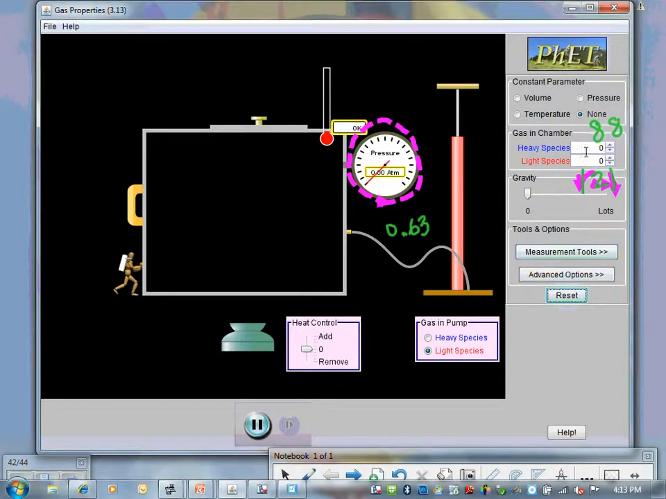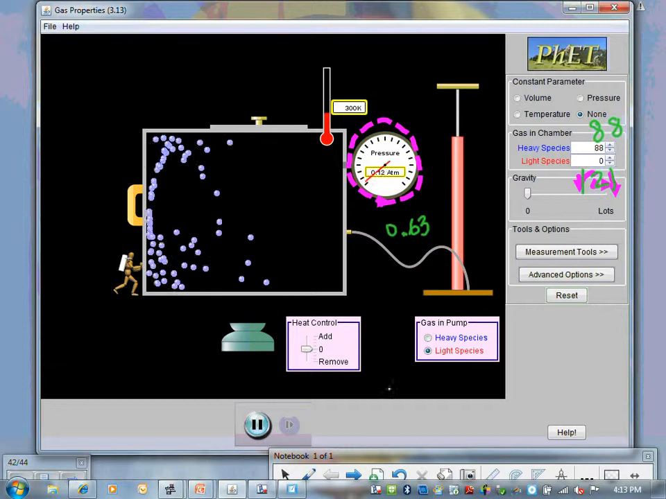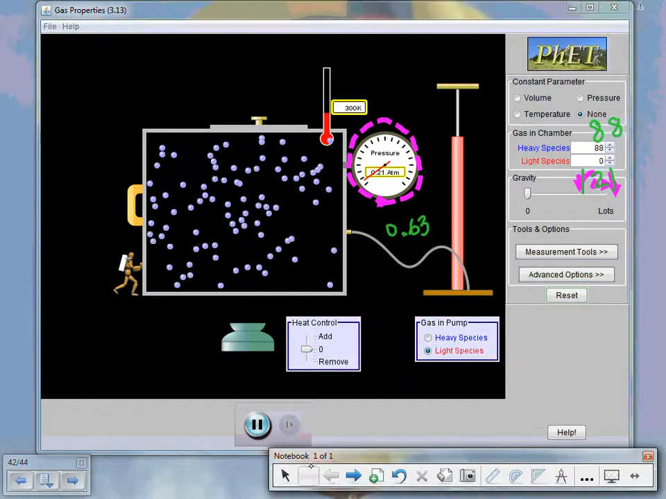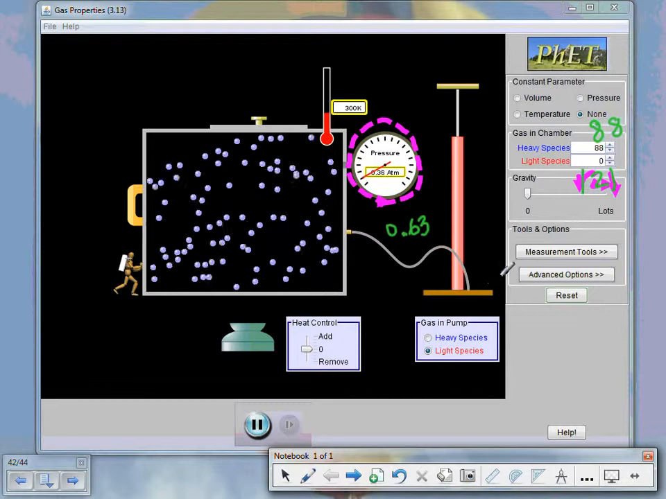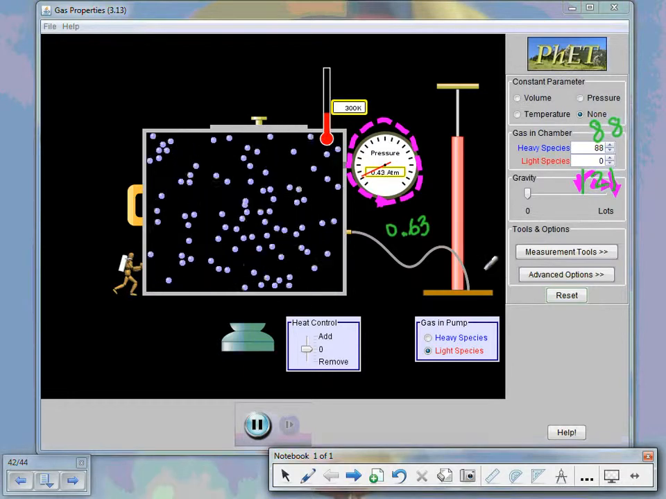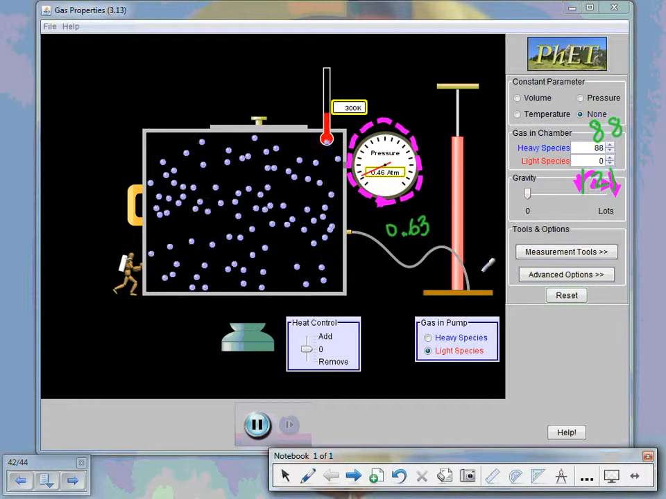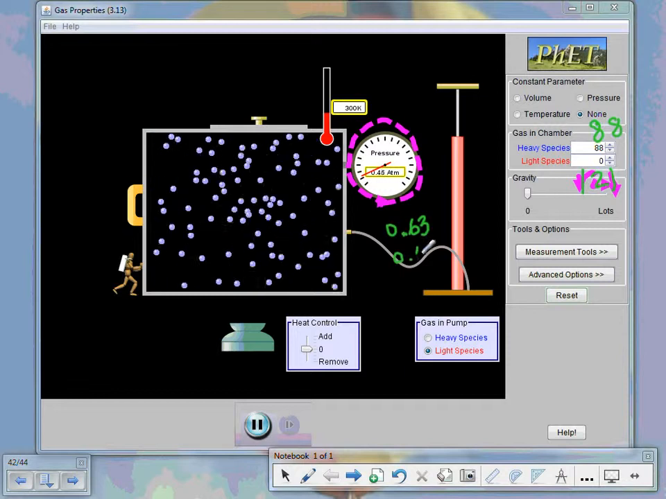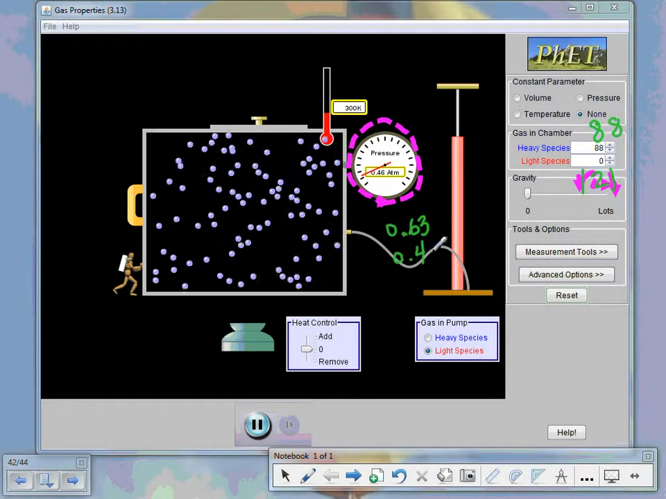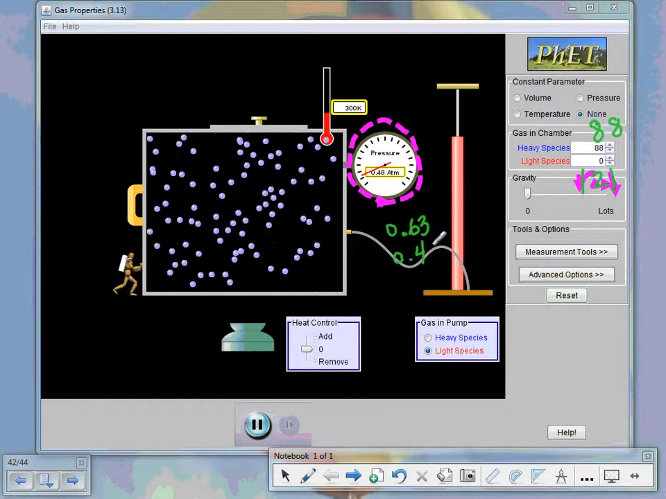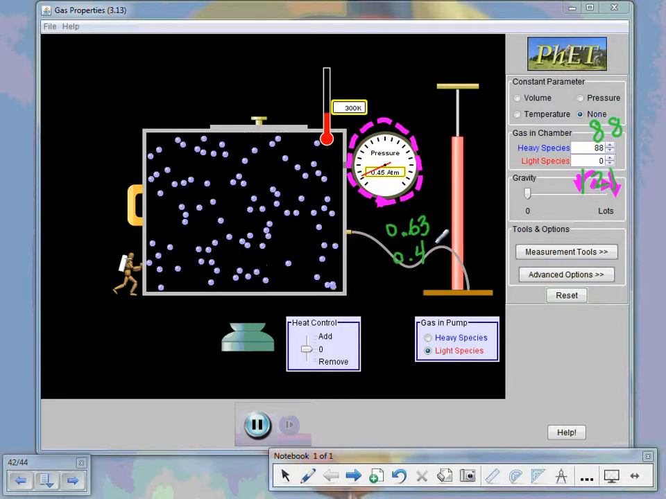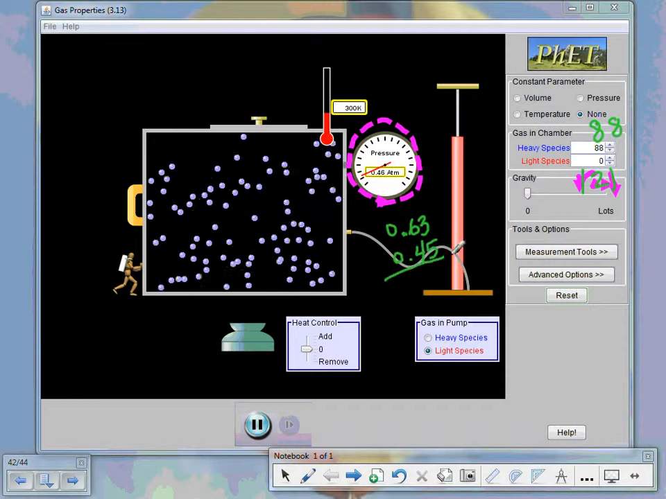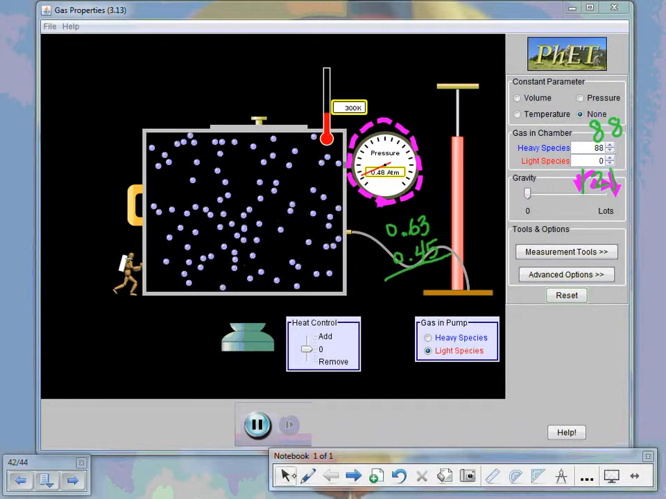All right, now let's do our heavy species. 88, right? Yes. Okay, there they go. Off to the races. Let them bump around for a while. Let our pressure stabilize. We good? 0.46 is a good estimate. Let's go with 0.5, because that helps us figure out what's going on.